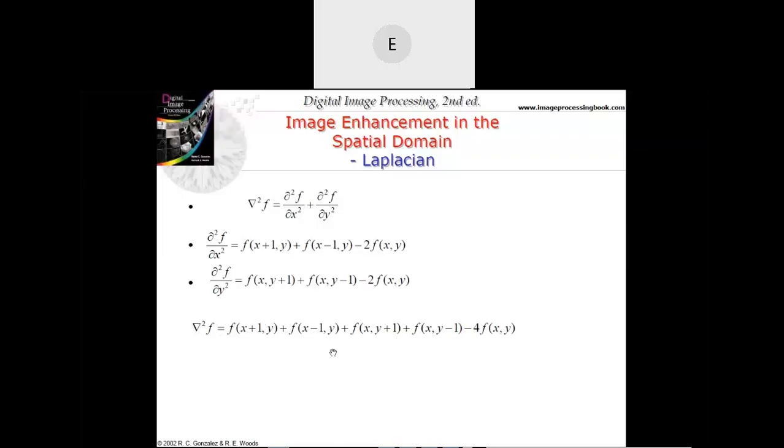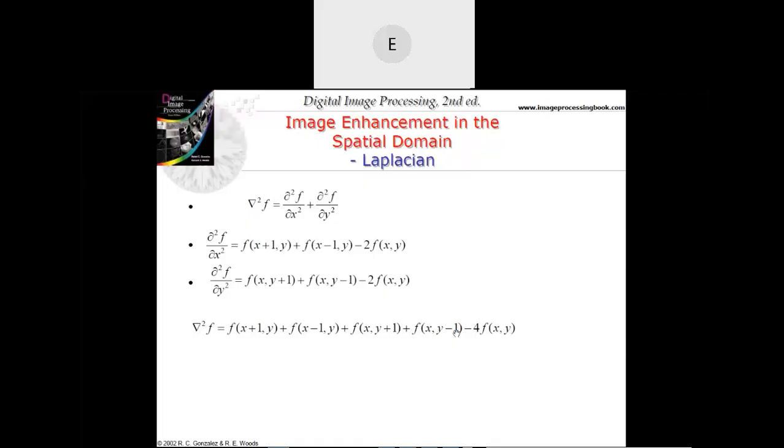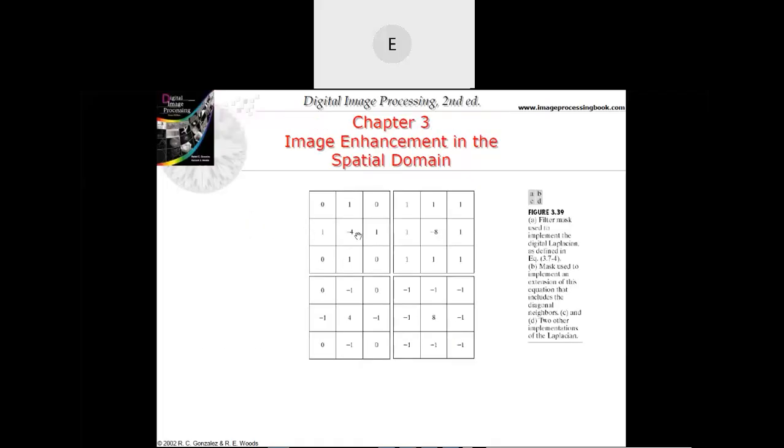If I show this as a kernel, this is how it looks. Look at the first kernel, don't look at the others. The center pixel is minus 4. These values are 1, 1, 1, 1, and I am not doing anything with these, therefore they are 0. So this is the equation and this is the kernel: minus 4, 1, 1, 1, 1, and 0, 0, 0, 0. If I apply this type of filter, it is going to detect edge information from the image.